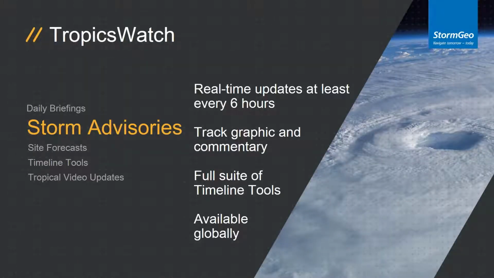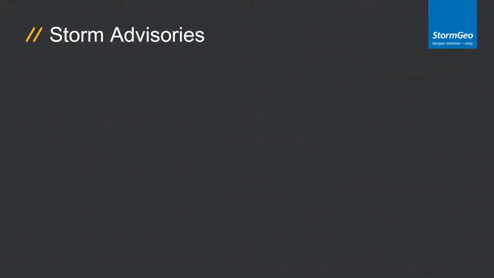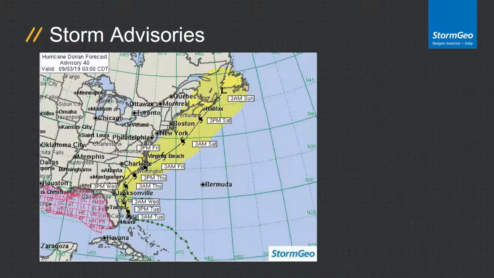When we take a step down from the daily briefing, now we're starting to look at when there's an actual storm that has developed and we're tracking it. So we'll provide real-time track updates at least every 6 hours, providing a graphic and commentary, and a full suite of our timeline tools, which I will go through in more detail a little bit later, and these too are available globally. This should look very familiar to most people because it's similar to what you'd see from the National Hurricane Center or some media resources that are out there.